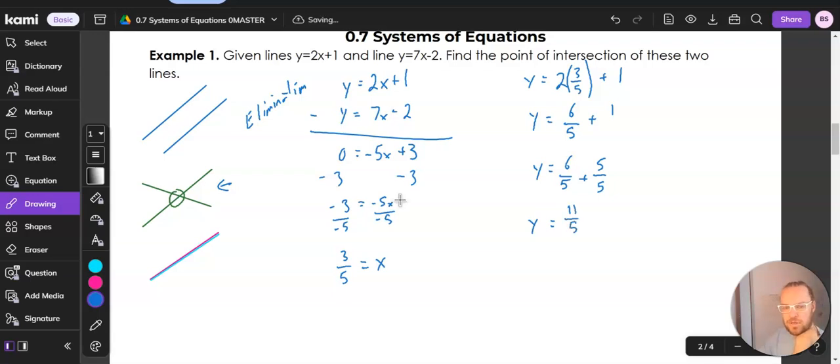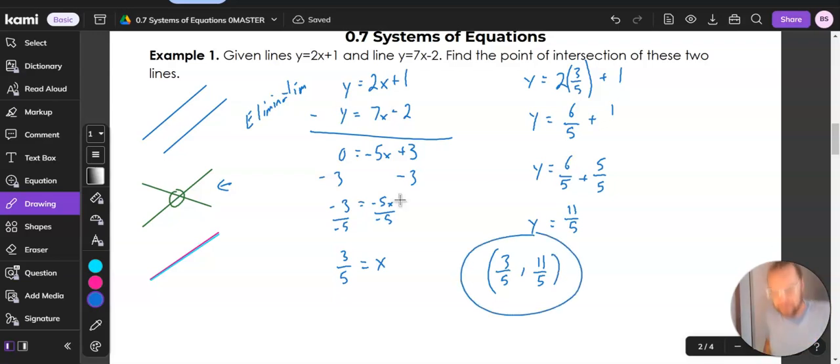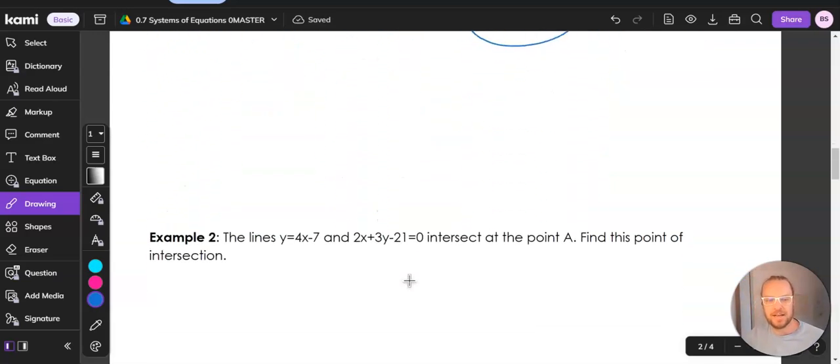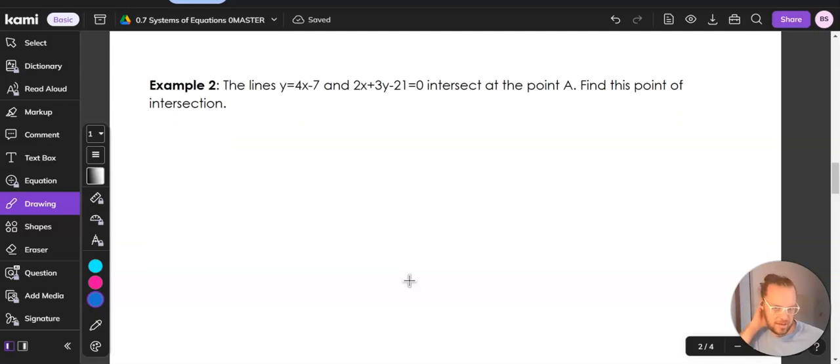So that means that my point of intersection is going to be 3/5, 11/5, like so. And that'll be my solution. Okay? Hopefully that rings some bells. You're remembering some things from before. All right, let's do another example here, and let's look for another point of intersection.